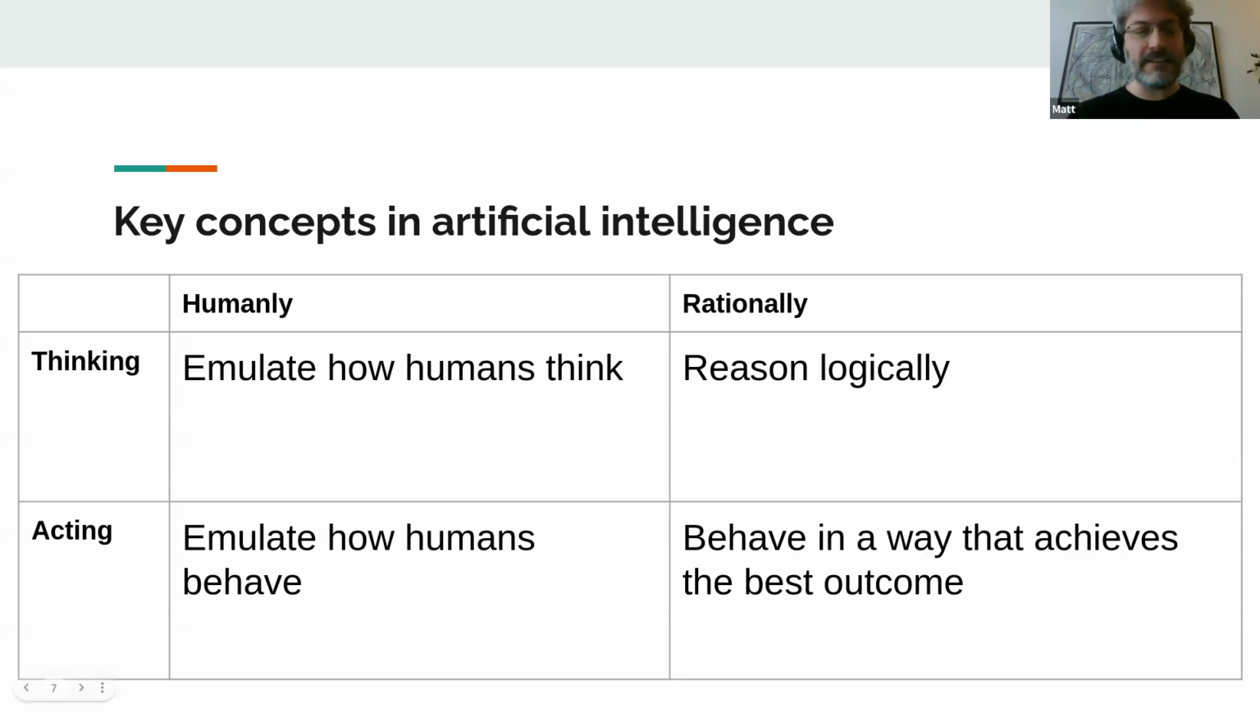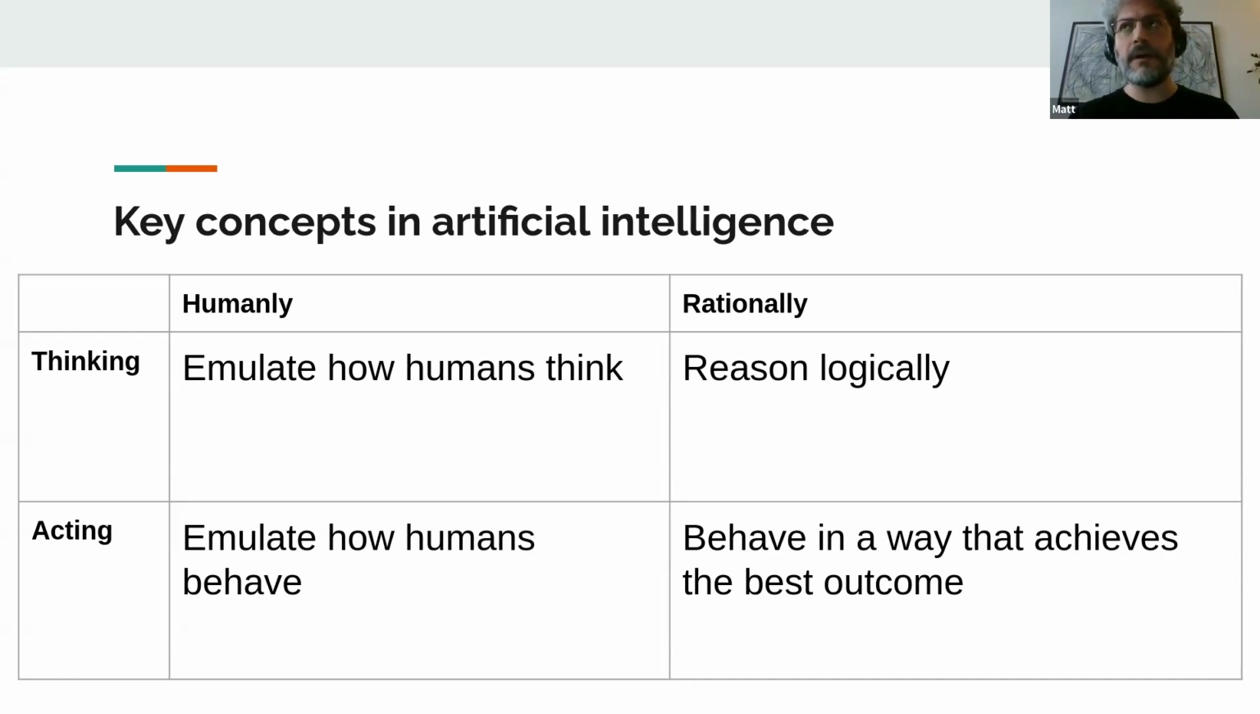We might be interested in acting humanly. So again, we're not interested in the processes going on, just the outwardly visible behaviors. We want something that looks like something a human would do, but we don't care how we achieve that goal. Or we might be acting rationally. That is, we want to behave in a way that achieves an optimal outcome, the best possible outcome. And there's a lot of really cool research that falls into all four of these categories.